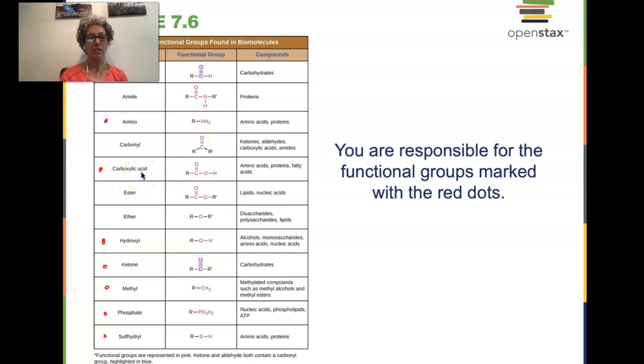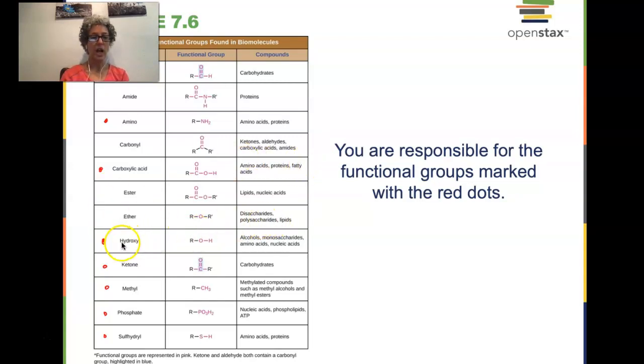Carboxylic acid, it's also called a carboxyl, is this entire thing. There is a carbon double bound to an oxygen, but there's also another oxygen and a hydrogen. It's found in amino acids, so that means it's in proteins, but that carboxylic acid is also in fatty acids. We're definitely going to see examples of each of these in the molecules later in this chapter.